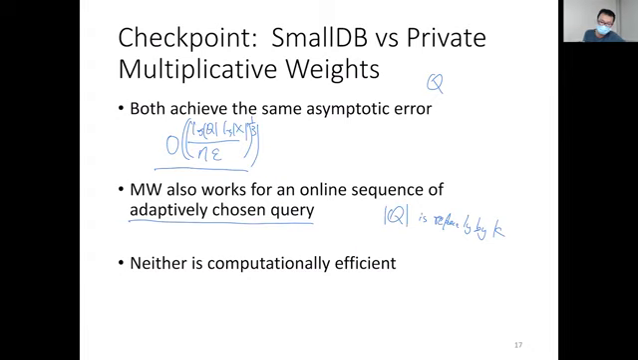Sometimes you can come up with examples like this easily, where k can be exponentially larger than the cardinality. Sorry, it's the other way around: the cardinality of q can be exponentially larger than k.